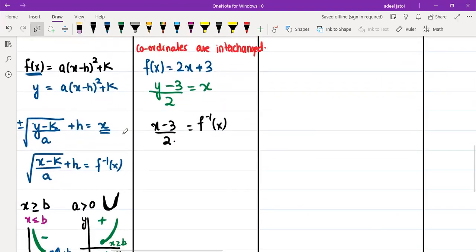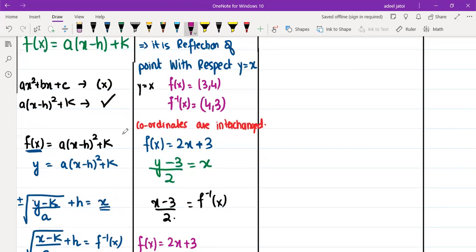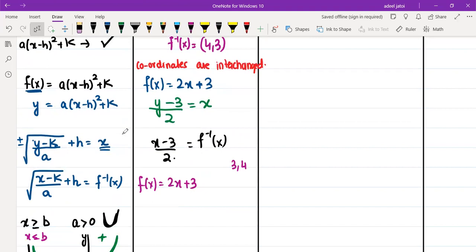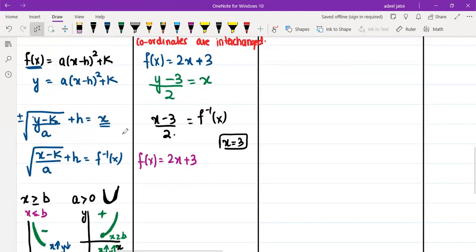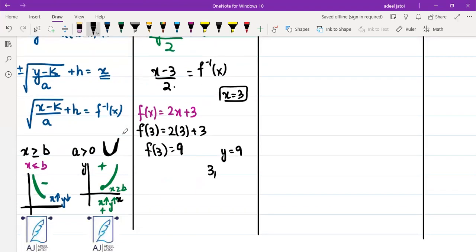Now let's say that f(x) is 2x plus 3. We took an example of (3, 4), or let's just take x as 3. We will be getting the value of this function. If I substitute 3, 2 into 3, f(3) will become 6 plus 3, which is 9. So if x is 3, your y becomes 9. So the coordinate will be (3, 9) when f(x) is 2x plus 3.